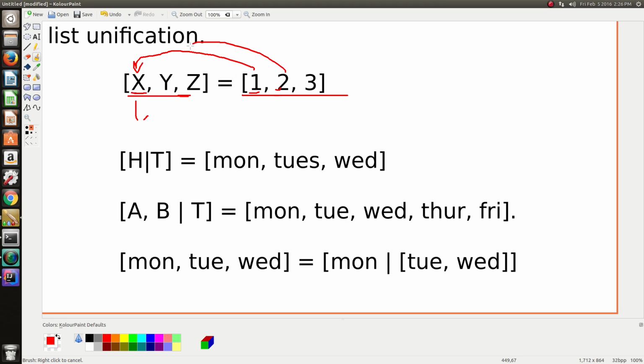And likewise 2 gets sent to Y, and 3 is in the last argument position, so it gets bound to Z. So therefore 1, 2, 3 is equal to the other side 1, 2, 3, so Prolog unifies these together, so it's happy now.